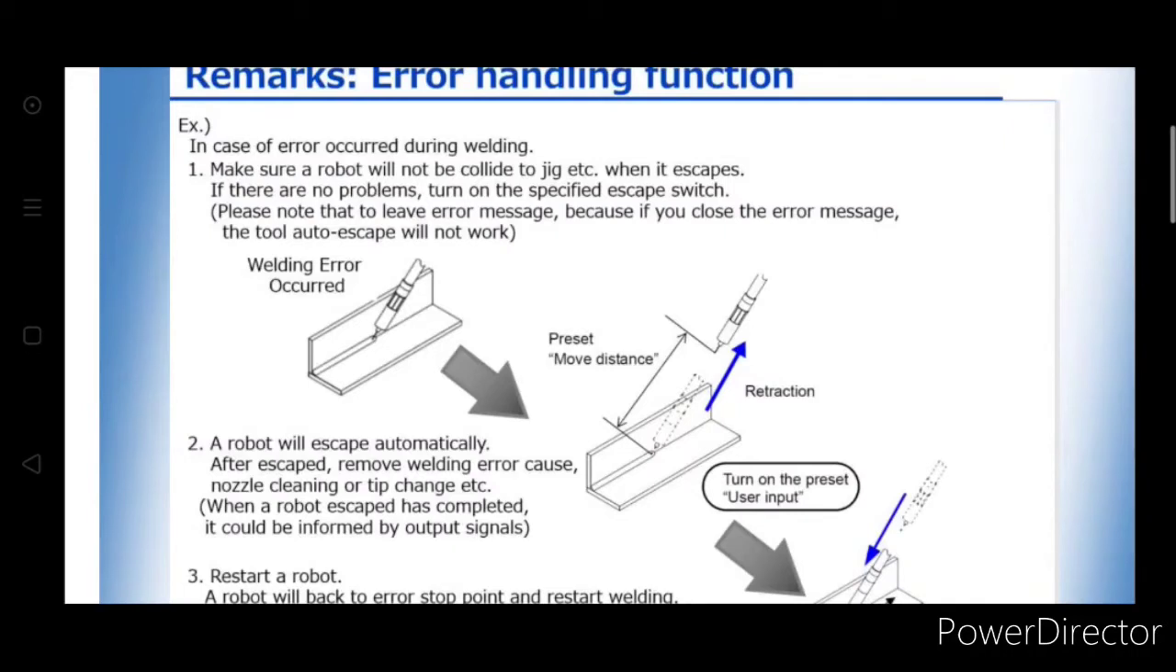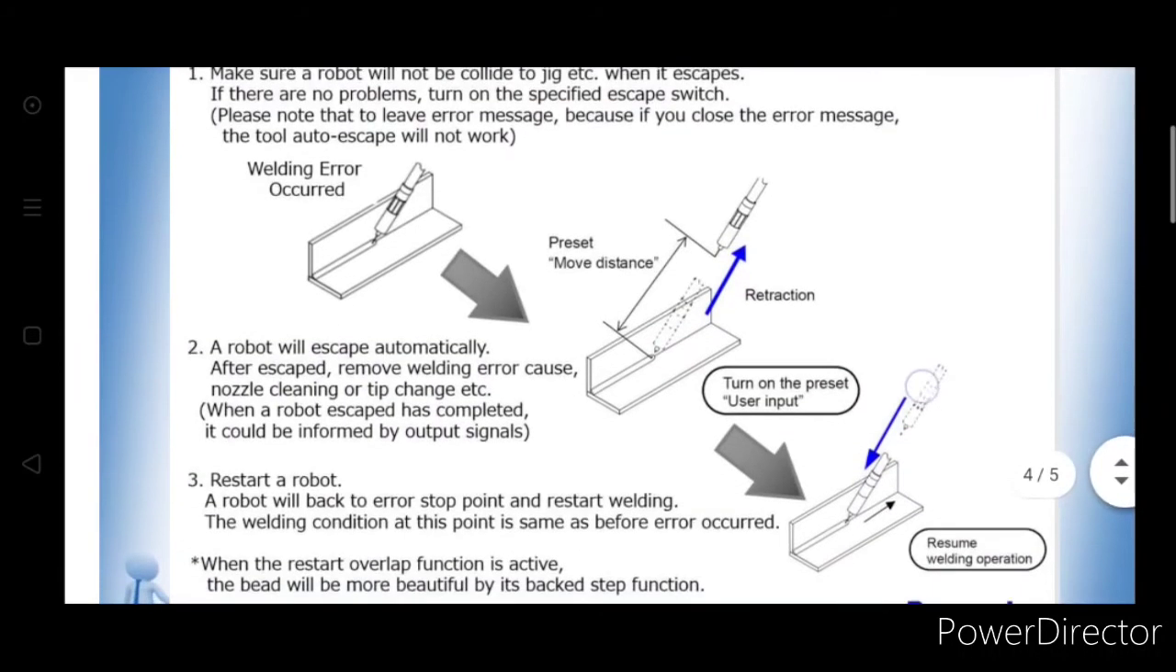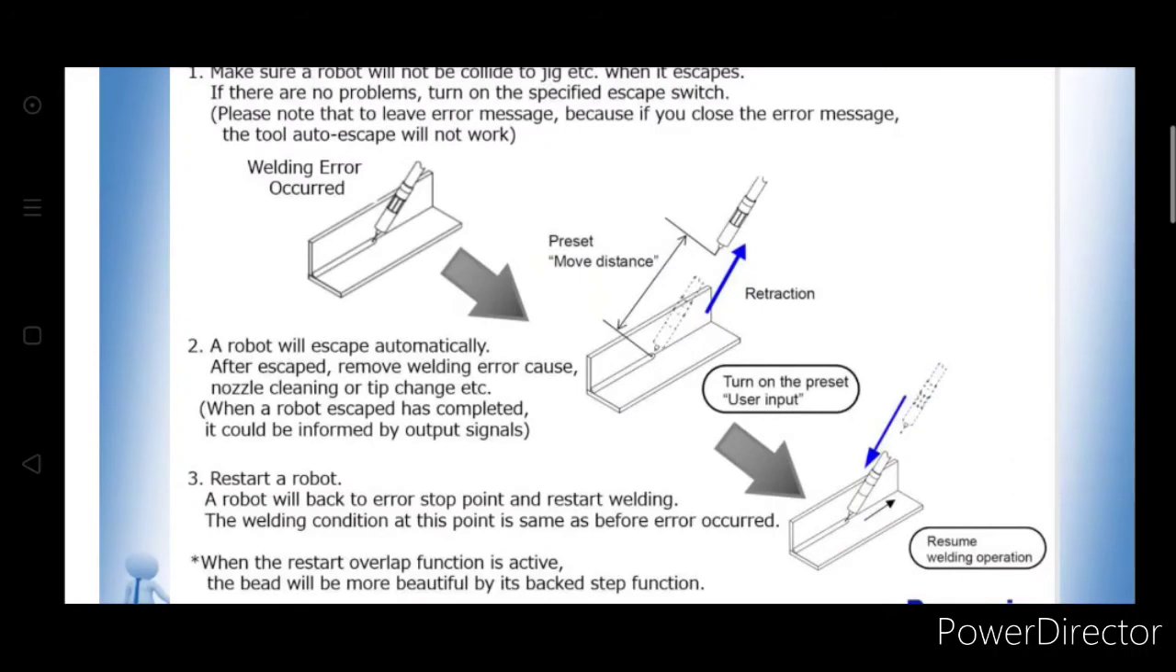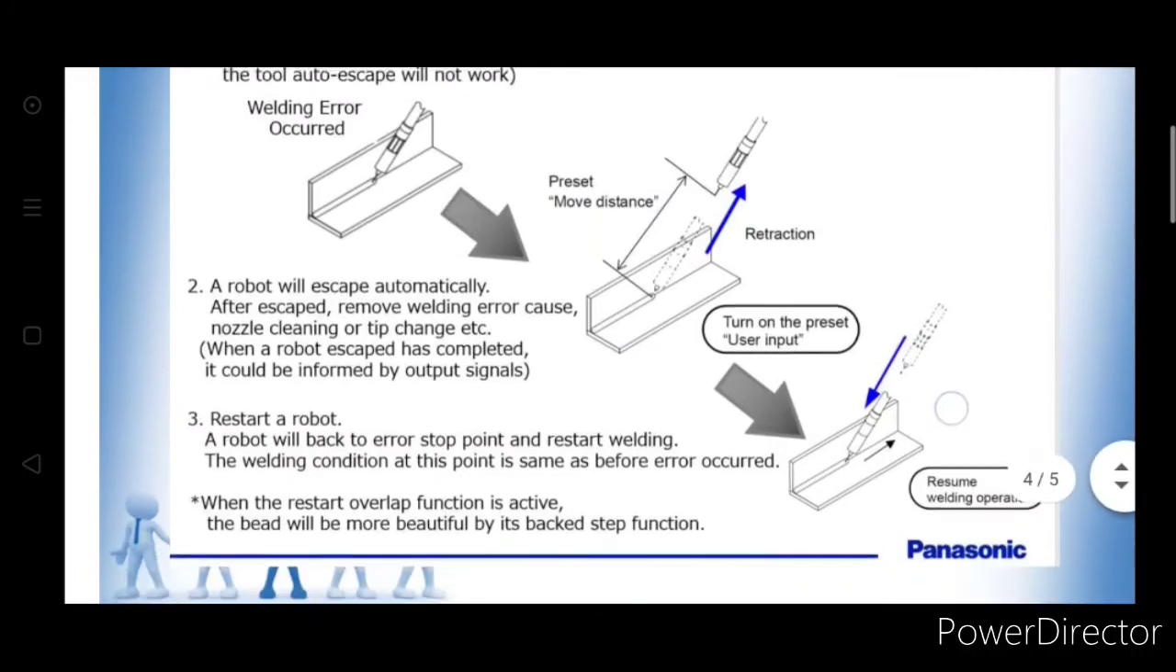Please note to leave the error message, because if you close the error message, the tool auto escape will not work. The robot will escape automatically after the escape. Remove the welding error cause, nozzle cleaning or tip change etc. When the robot escape has completed, it can be informed by the output signals.